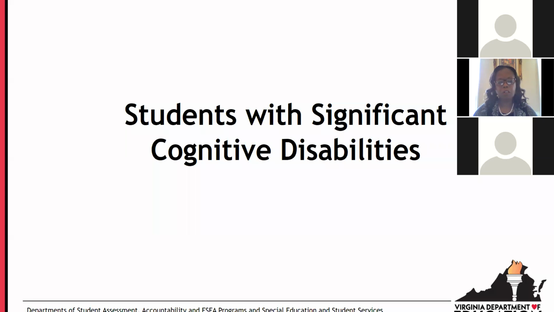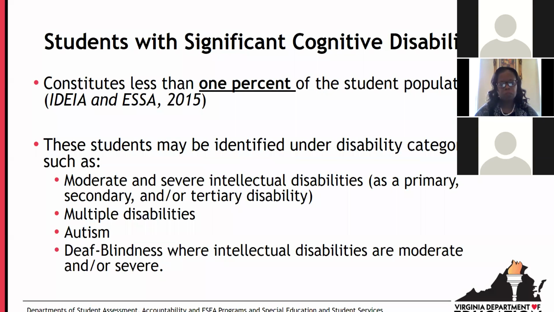So Leah, if you could go to the next slide. What we know for sure is that this is a small population of students, and according to IDEA and the Every Student Succeeds Act, we know that when we say small, it actually constitutes less than 1% of the student population.